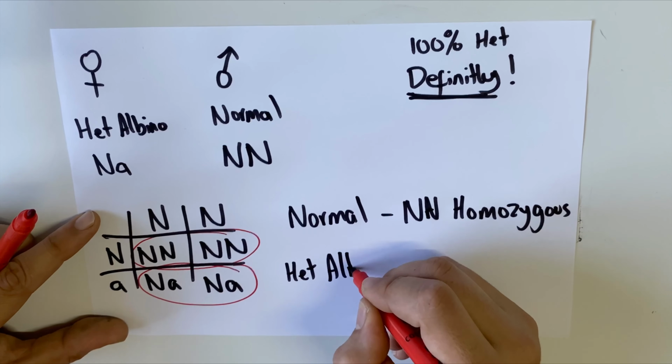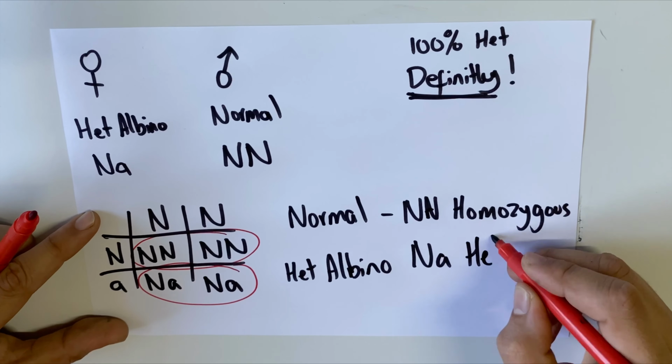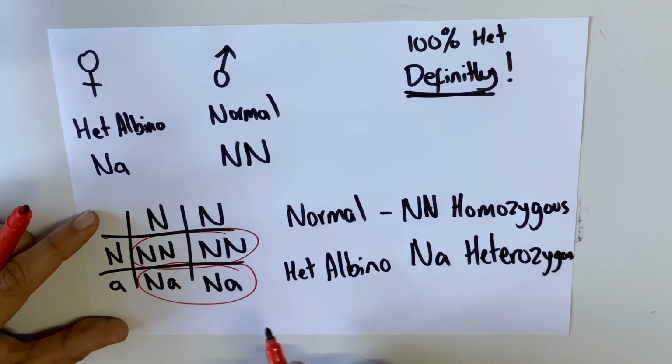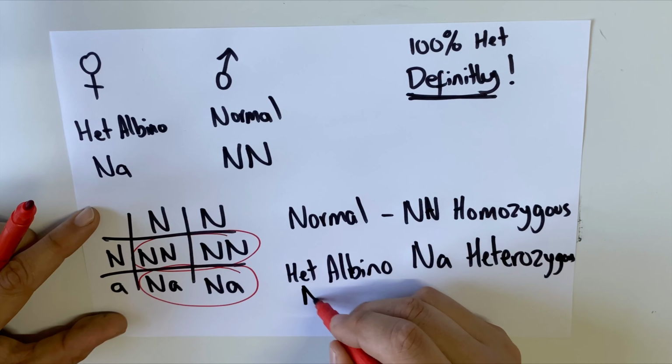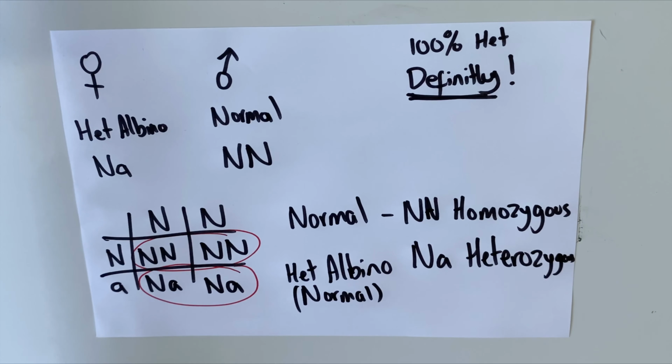Het albino, N little a, and they're heterozygous. But what you'll notice is they're all normal visually. So this het albino will still visually appear to be normal. Okay. So you have four animals.